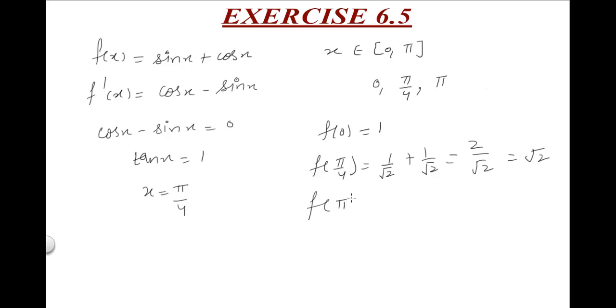Now we will calculate f of pi. So sin pi is 0, cos pi is minus 1. Now we see the minimum value is minus 1 and the maximum value is under root of 2. This is how we are going to calculate. So these are our absolute maximum and absolute minimum values. Clear? I think the other two parts can be done by you easily.